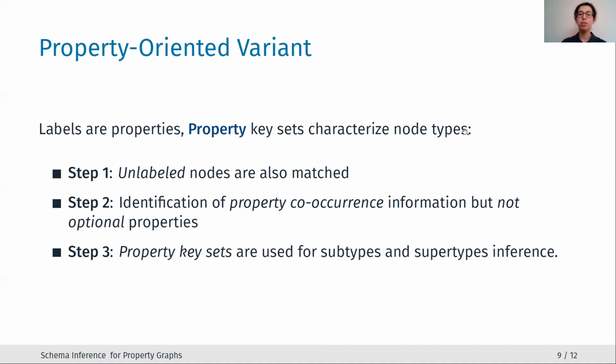So I mentioned earlier that we had considered a second approach to the schema inference, where we consider property key sets instead of label sets to infer node types as well as subtypes and supertypes. In this variant, labels are actually considered to be special properties, so unlabeled nodes can be taken into account. In addition, during this type inference step, property co-occurrence information is identified, but this is done at the expense of the inference of the optionality of properties.